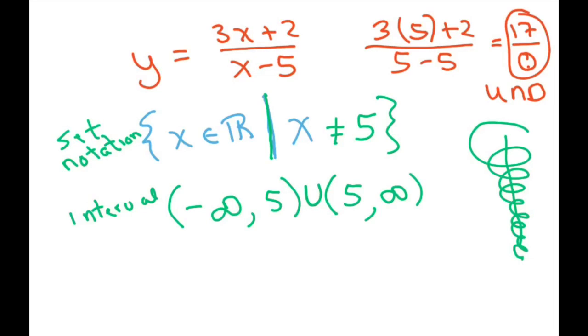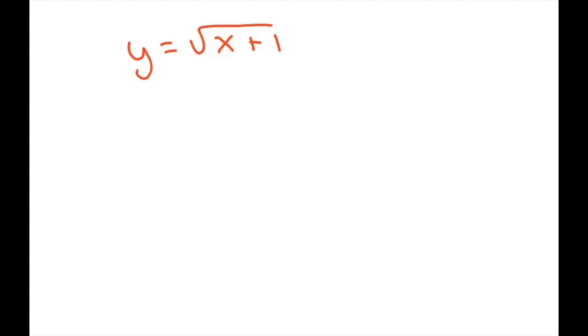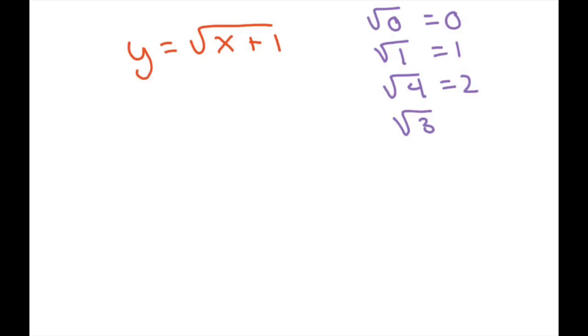All right? Next one. We want it to be all real numbers. Can it be? So we know when we have the square root, we know that square root of 0 equals 0. You know, square root of 1 equals 1. Square root of 4 equals 2, and so forth. We could even do square root of 3, which is 1.73.